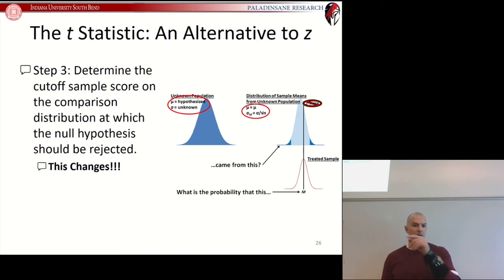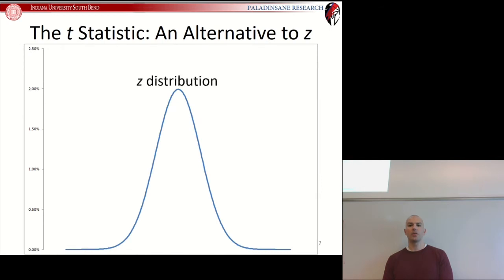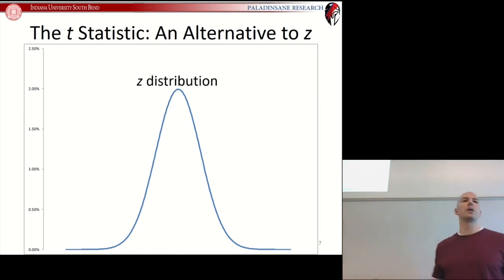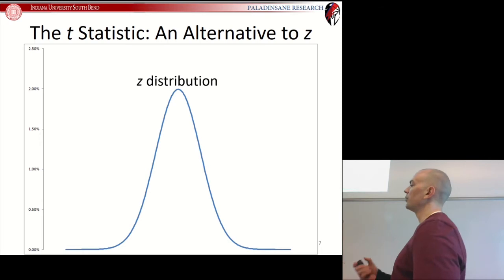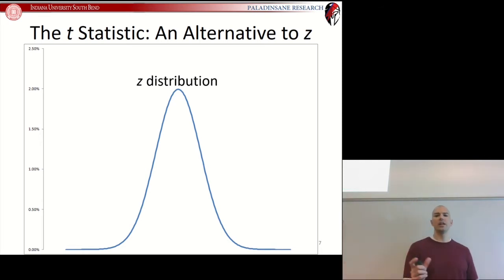What that means is that when we determine our cutoff sample score on the comparison, we cannot go to that unit normal distribution table anymore. We cannot go to that table filled with z-scores. So this distribution is no longer something that we have access to because, again, we did not know the population's standard deviation. However, that does not mean that we're not dealing with a distribution that's symmetrical and bell-shaped.